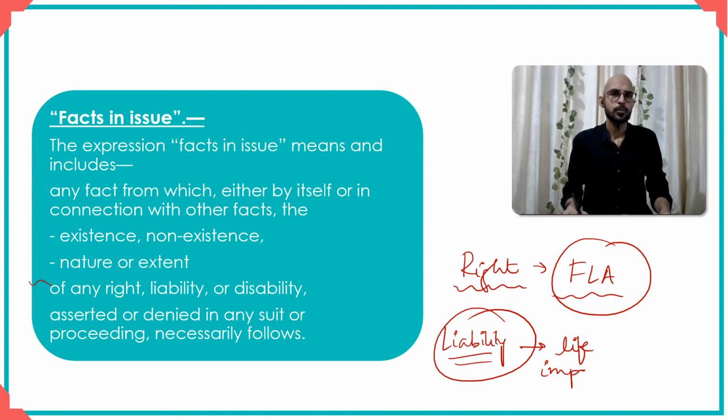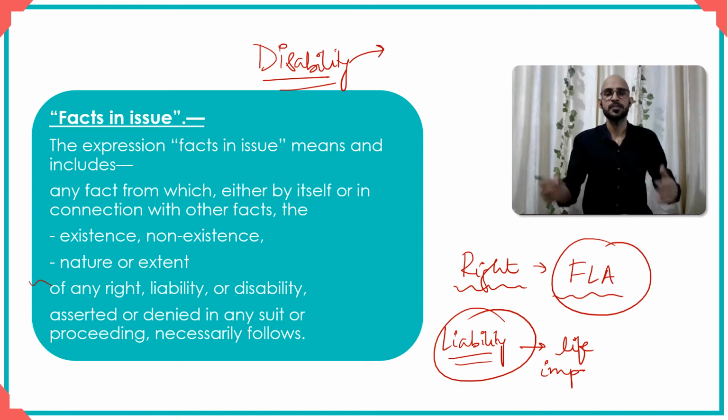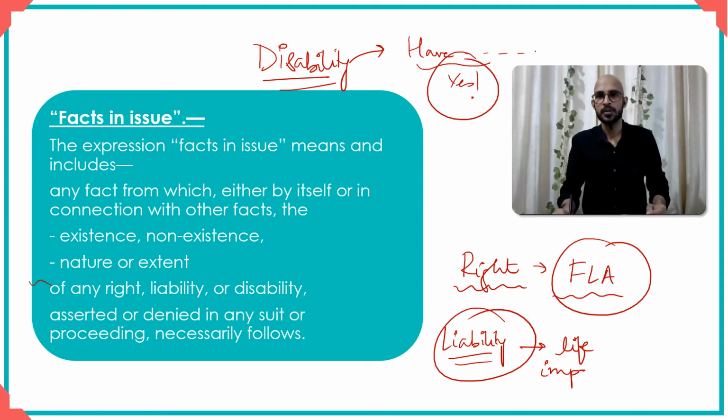Let me give you an example of a disability. Now, a disability is a legal disability. Let me give you an example. You must have seen that when you sometimes apply for a certain job or an exam, it asks you, have you ever been convicted for an offense? And if you say yes, then you are disqualified from doing that. So that is a legal disability. So we know what a disability is, what a right is, and what a liability is.